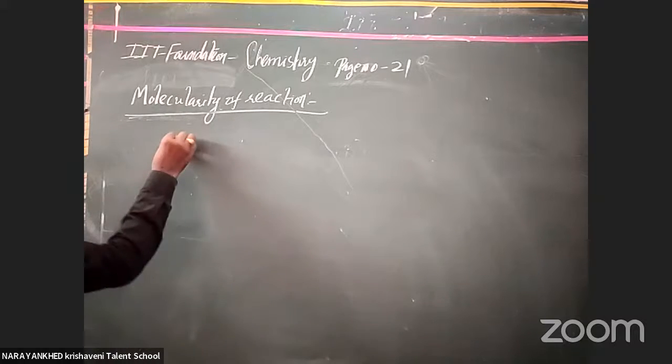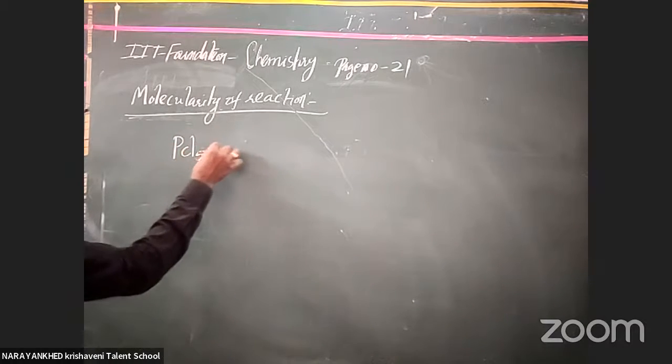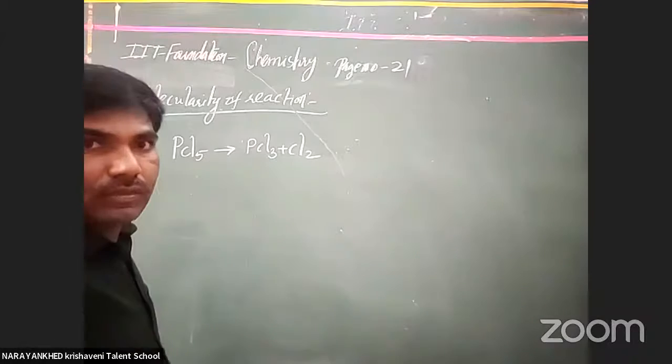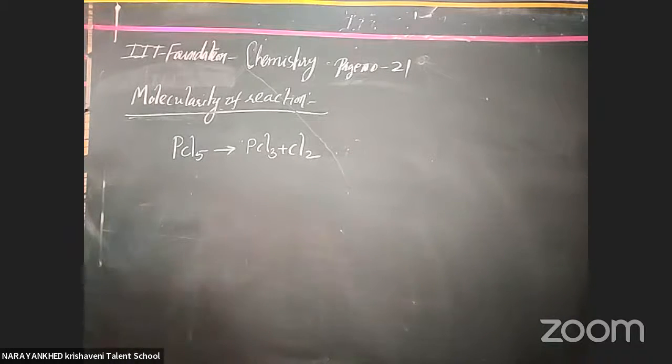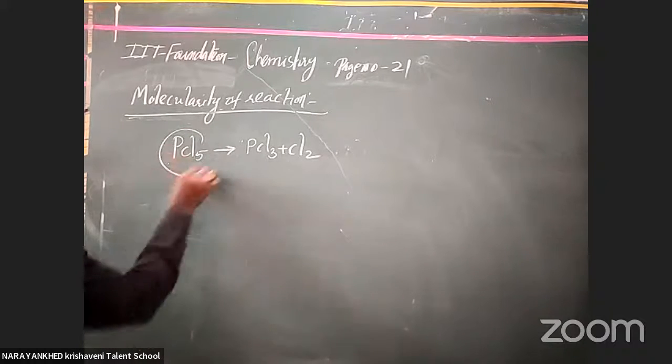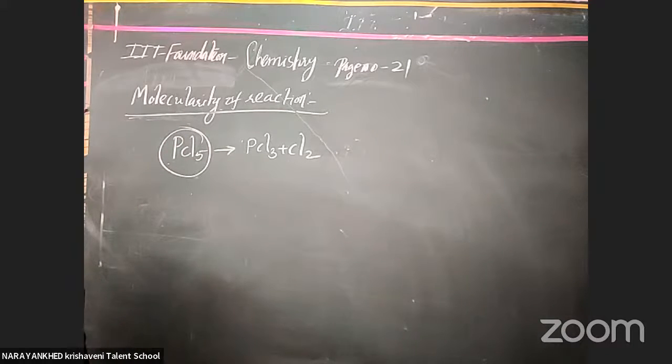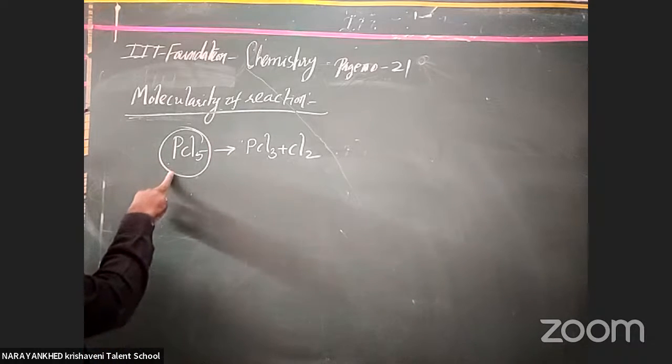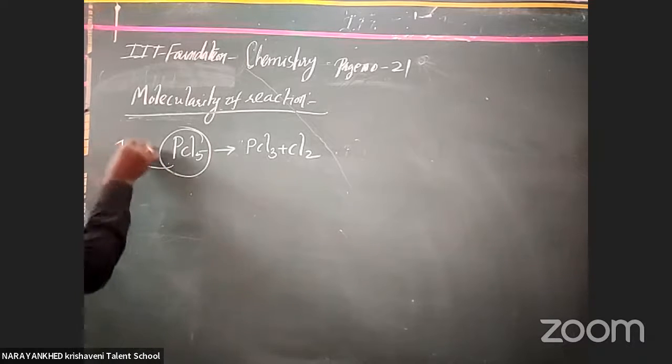Now we take one equation: PCl5 gives PCl3 as well as chlorine. What is the molecularity of this particular chemical reaction? There is only one. Clear or not? How many molecules are there here? Only one molecule, phosphorus pentachloride. It gives the trichloride as well as chlorine. On the reactant side, how many molecules are there? Only one molecule.